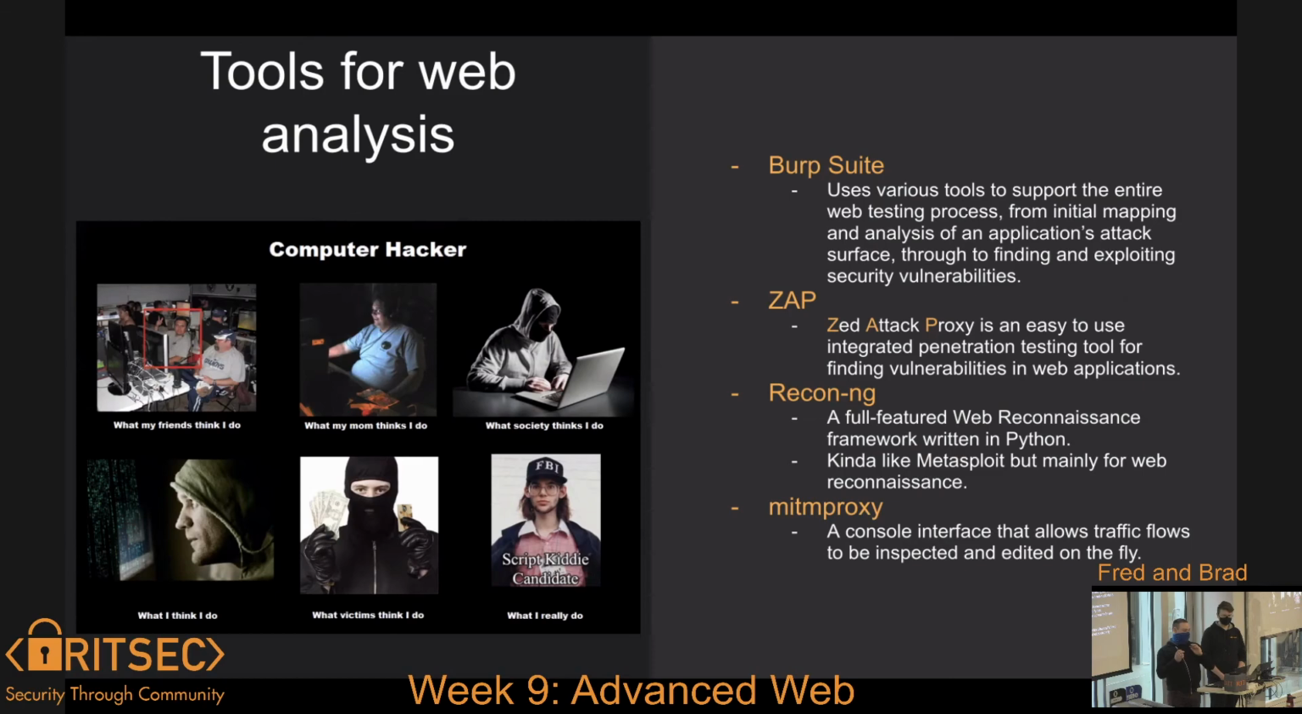And then there is ZAP, which is the Zed Attack Proxy, and it's pretty easy to use as a penetration testing tool, just to do a quick scan to see if there are any type of vulnerabilities in your application, just a quick overview. And then there is ReconNG, which is a tool written in Python, and it's kind of like Metasploit, though only for the web, and it's not for breaking anything really. It's more just for reconnaissance and figuring out issues, figuring out possible vulnerabilities.